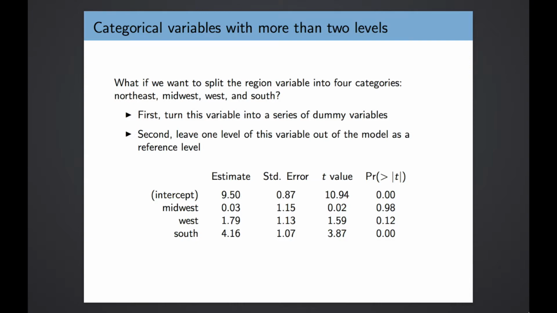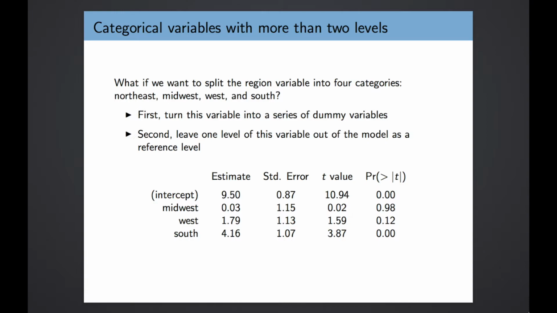I still need to just use dummy variables, but I'm going to transform my categorical variable into a series of dummy variables. So what that means is that I'm going to create a Midwest variable that is equal to 1 anytime a state is in the Midwest, and 0 otherwise. And then I'm going to create a West variable that's equal to 1 anytime the state is in the West, and 0 otherwise. I'm going to create a South variable that's equal to 1 anytime a state is in the South, and 0 otherwise.